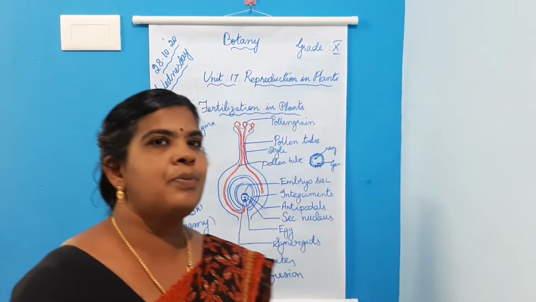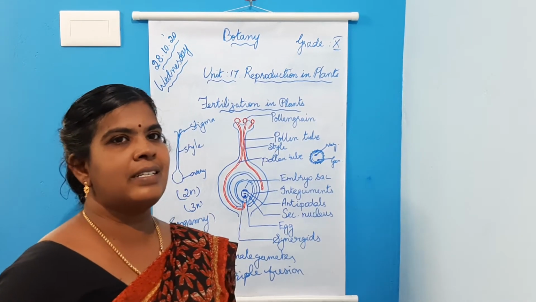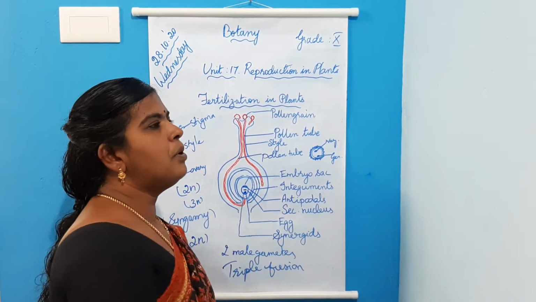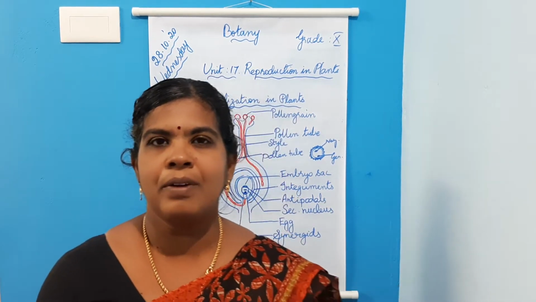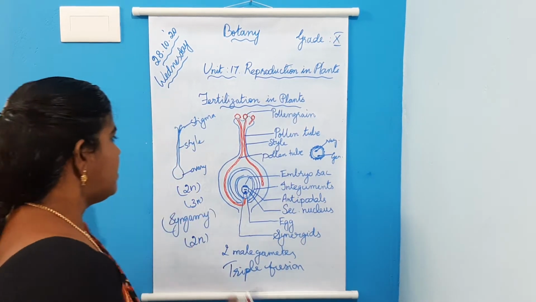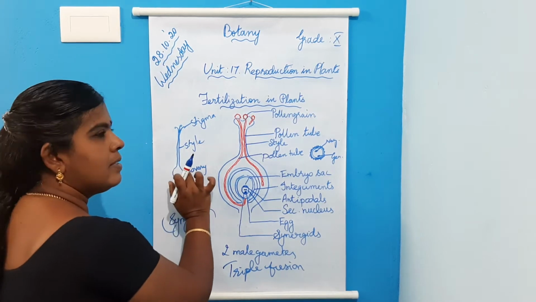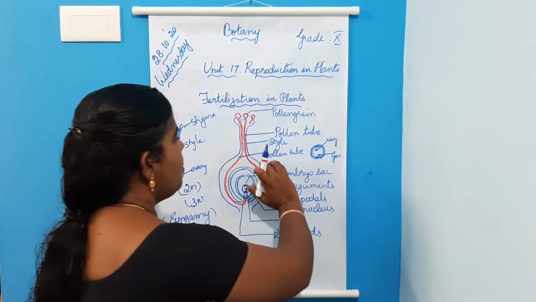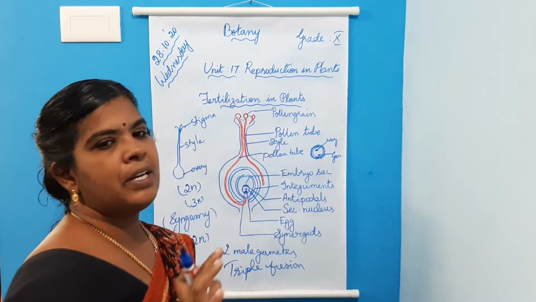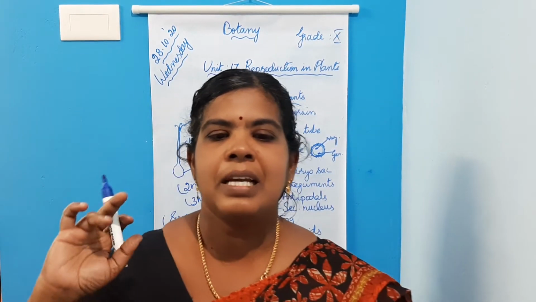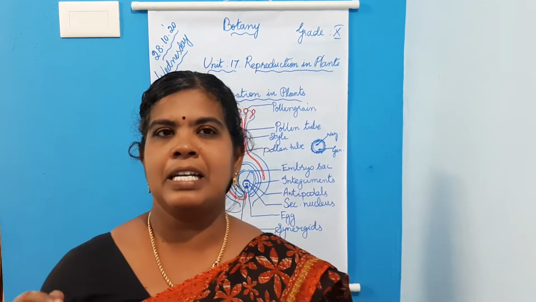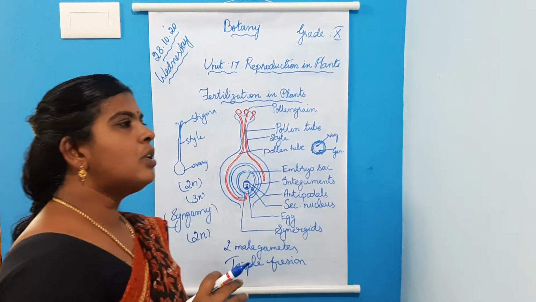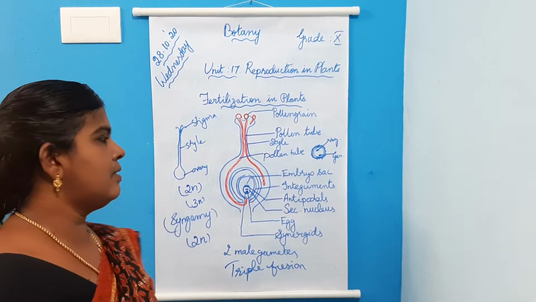Then fertilization is important, isn't it? Now we are going to learn about the significance of fertilization. It stimulates the ovary to develop into a fruit. This is the ovary, which encloses the ovule. It stimulates the development of fruit. Then it helps in the development of new characters from two different individuals. So these are the significance of fertilization.